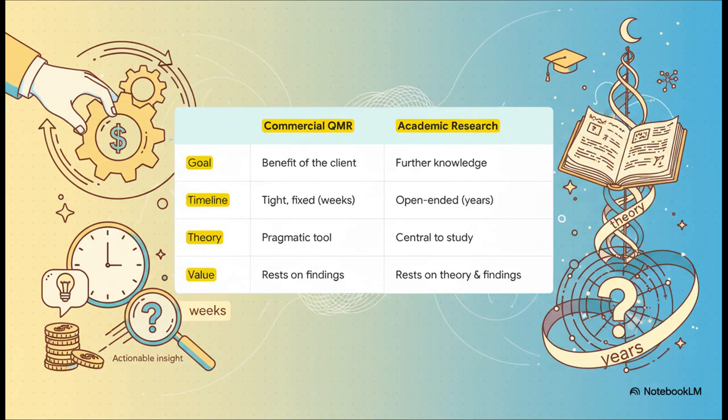And the differences here are pretty stark. The goal for commercial QMR: inform a specific decision. For academic research, it's about building general knowledge. And the timelines show that urgency. We're talking weeks, not months or years, because business moves fast. And in our world, theory is just a tool in the toolbox. It's not the main event. At the end of the day, the value is 100% in the actionable insights it delivers.